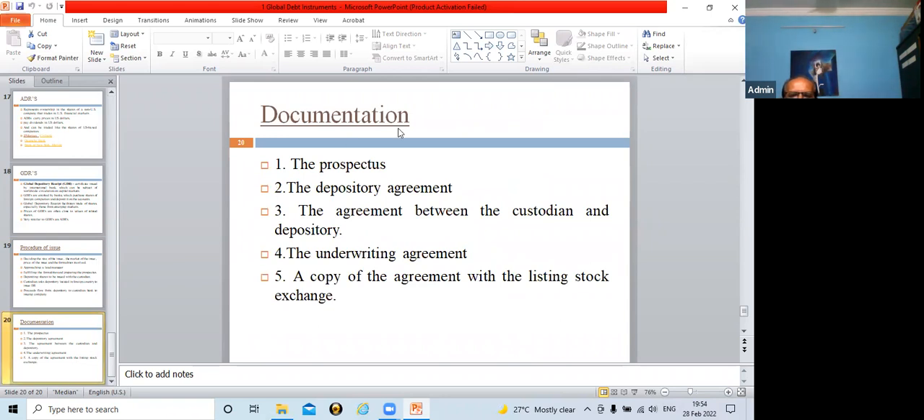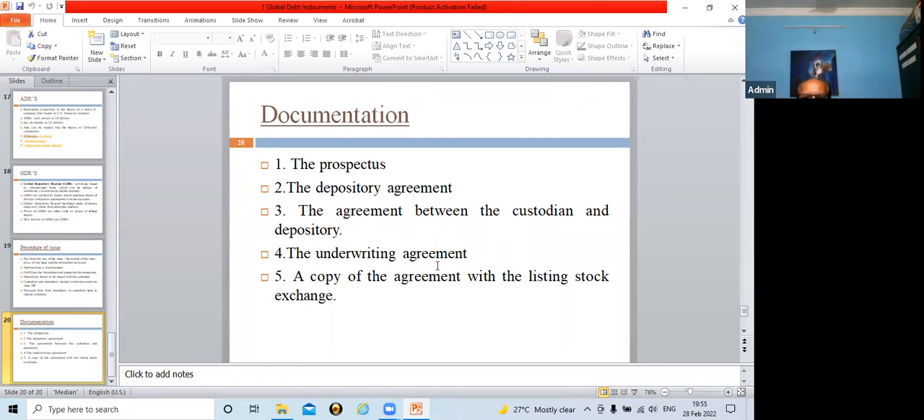Now, what are the documents required for this ADR and GDR? From the company side, you will have to prepare the prospectus, that is the information brochure. Then there is an agreement that will have to be provided to the investor, so that the investor will come to know the risk factors and how they will be benefited. The scheme of ADR and GDR is mentioned in this agreement. There is the agreement between the custodian and the depository, and then there is an underwriting agreement also.